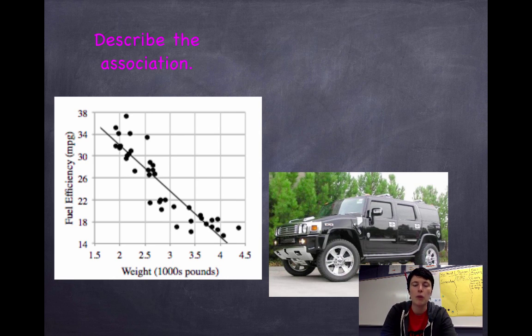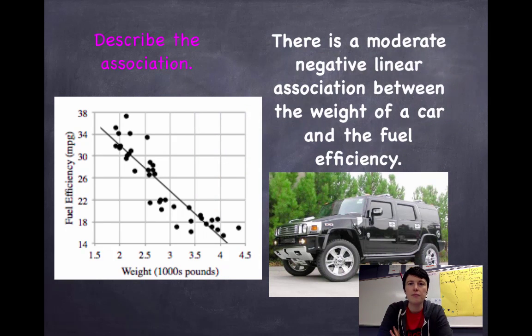And so here's what I'm going to write for my association sentence. I see that there is a moderate, negative, linear association between the weight of the car and fuel efficiency. And that would be a good sentence to describe this. So again, three things: there is a moderate, negative, linear association between weight of the car and fuel efficiency.